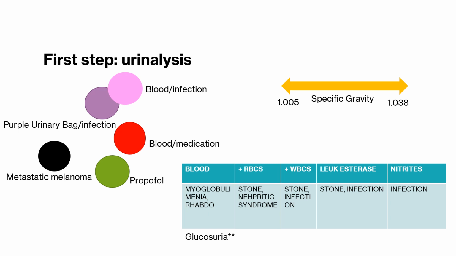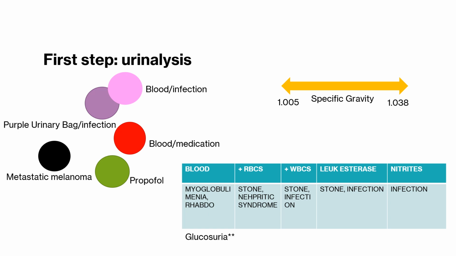And then lastly, I want you to look at this table. It's going to give you an idea of what the urinalysis findings hint towards. So if you see blood without red blood cells, I want you to think myoglobinemia or rhabdo. If you see red blood cells, I want you to think about a kidney stone, glomerulonephritis. Those should be on your differential. When you see white blood cells, you can think of pretty much anything: inflammatory processes, lupus, kidney stones, infections.